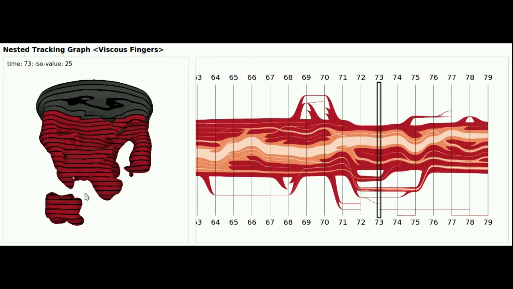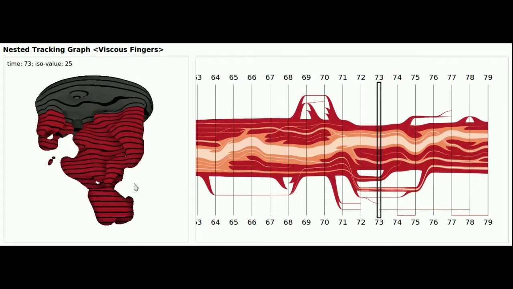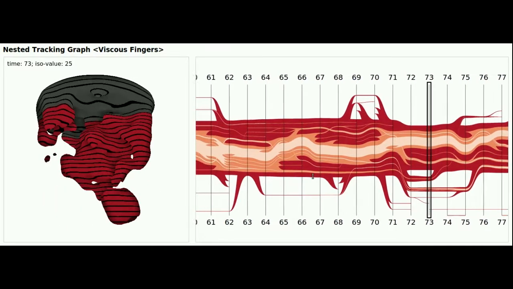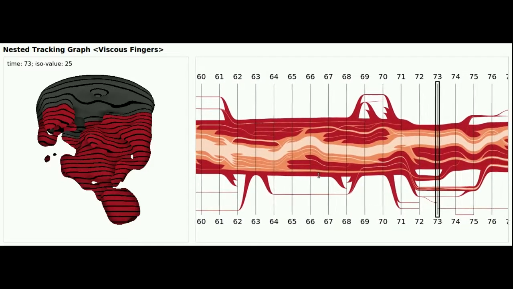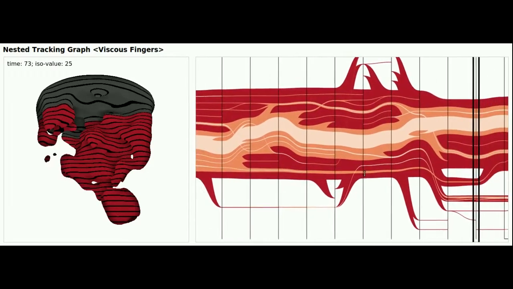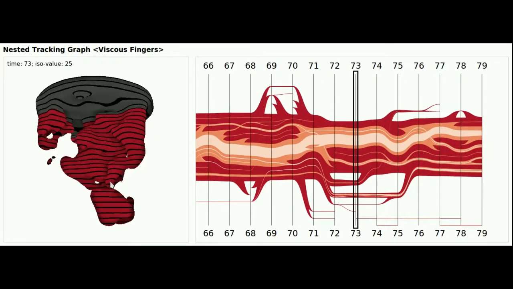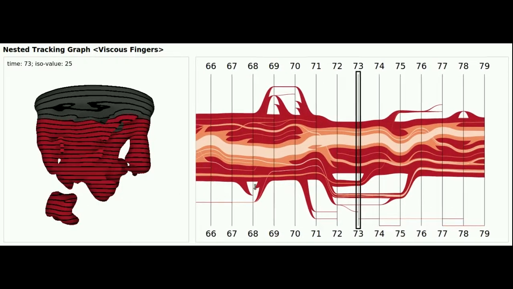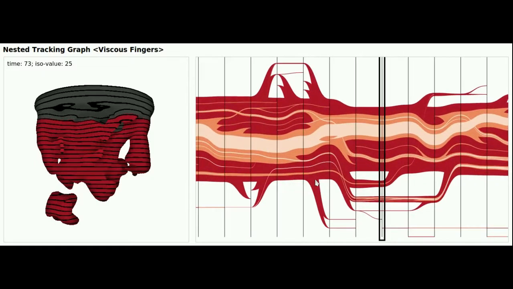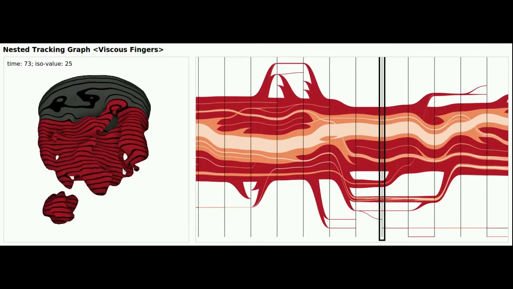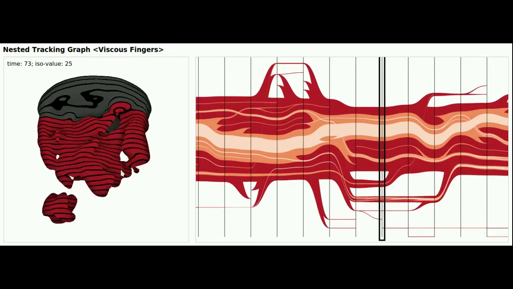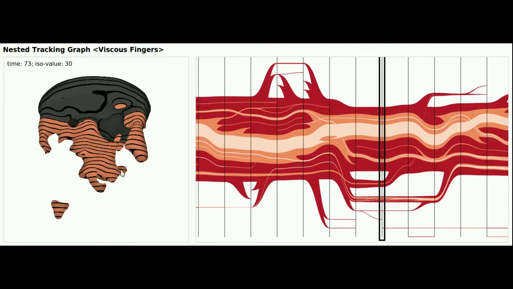The DVR window renders the superlevel sets, and the nested tracking graph illustrates their evolution. Edges of the graph indicate when components appear, disappear, merge and split, and the width of edges encodes the size of their respective components. Currently we are in time step 73 and render the superlevel sets for density level 25. As we vary the level, we can see that the components are nested inside each other.